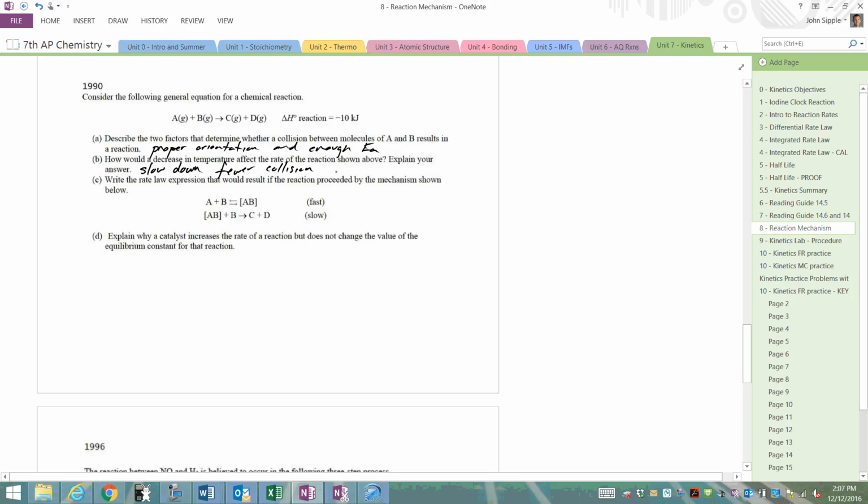Particles moving slower, fewer collisions, fewer reactions. Okay. All right. Rate law expression. Write the rate law expression that would result if the reaction proceeds by this mechanism below. So if we look at this, our slow step is right here. Our second step is the slow step, so we have to look at the slow step and above, right? Cross out any intermediates, and then write our rate law expression from that.